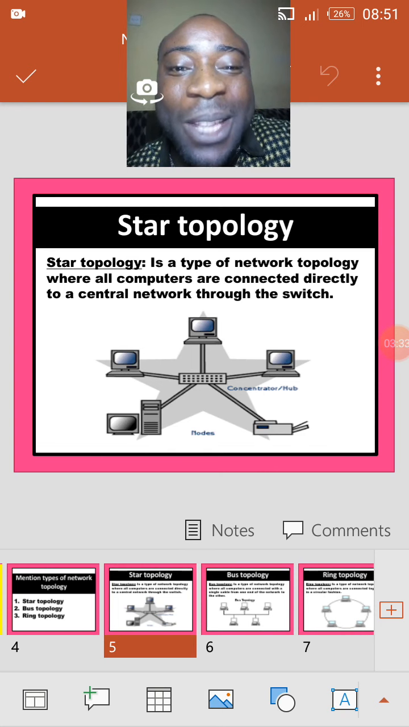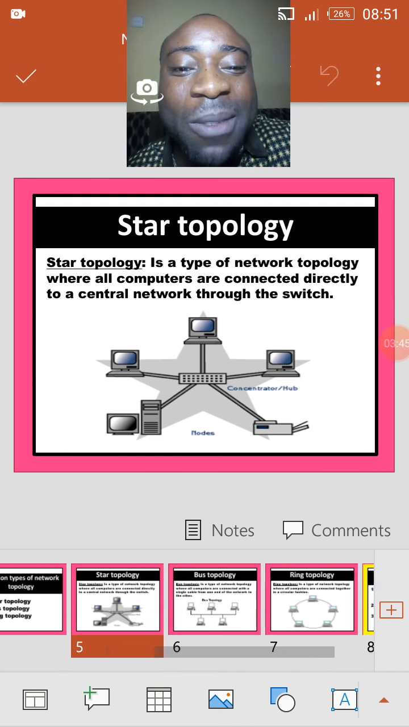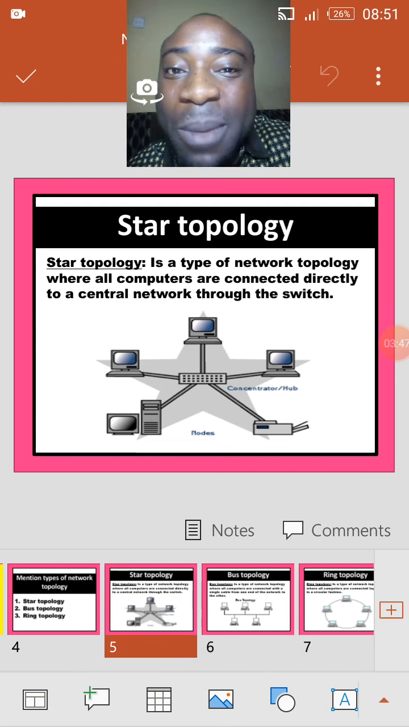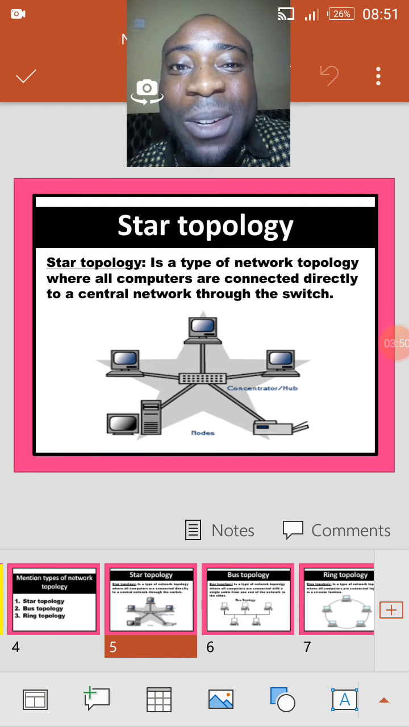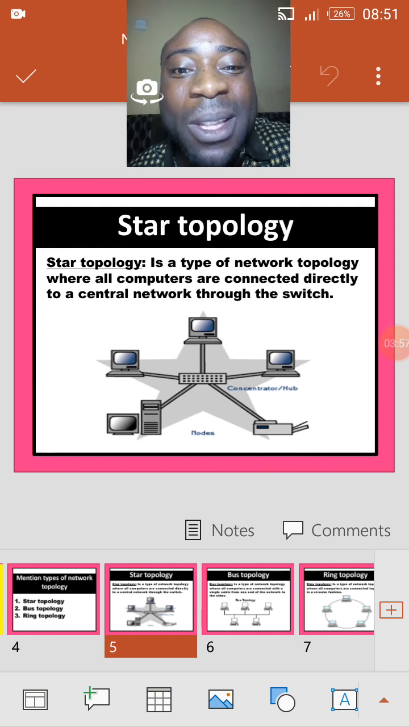So star topology is a type of network topology where all computers are connected directly to a central network through the switch. What you are seeing in the middle that connects everything is called a switch. You remember in our network hardware lesson last week we discussed the switch and other network hardware. So one of them is what we are using here. We have about four computers here, three and a server, and a printer. So anytime you see computers arranged in a star shape, it is called star topology.